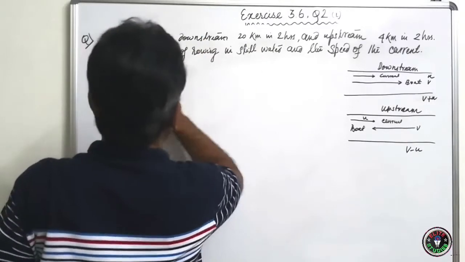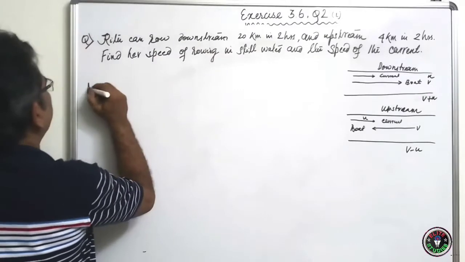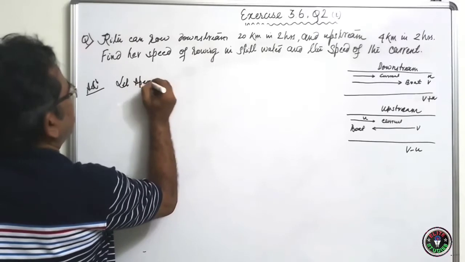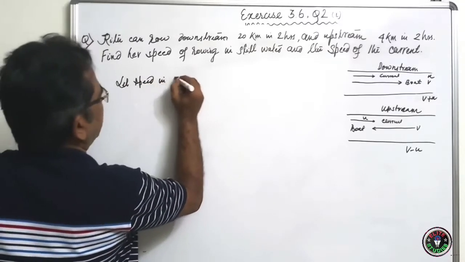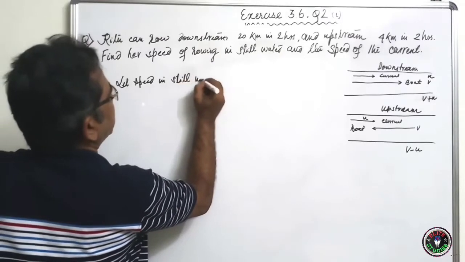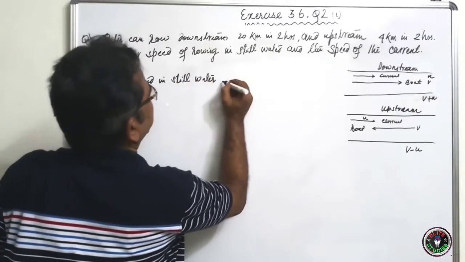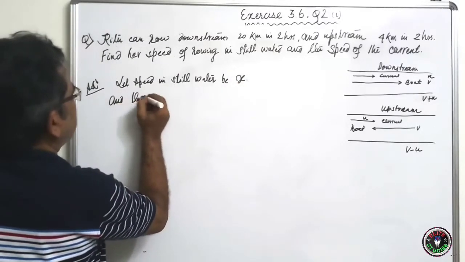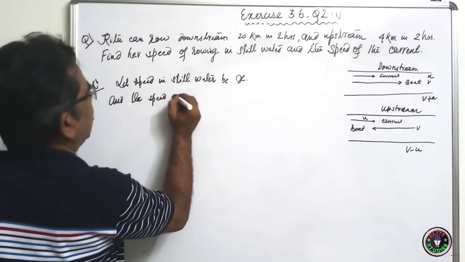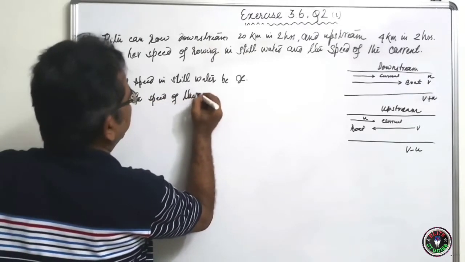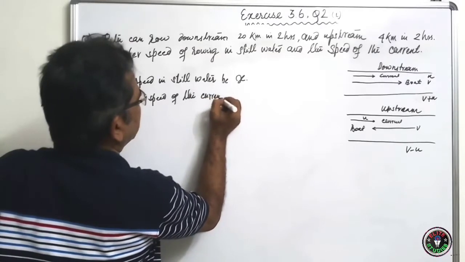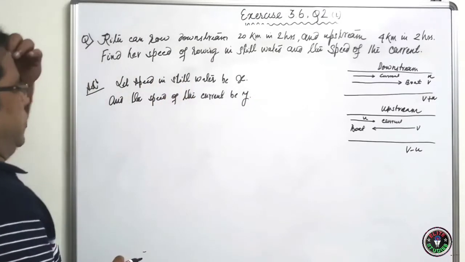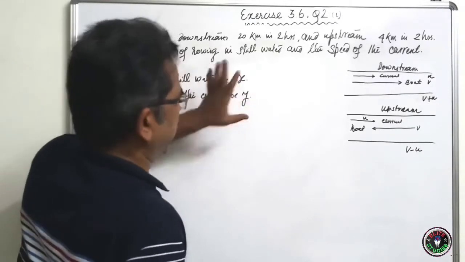Now you have to find the speed of rowing in still water. Solution: let the speed of the boat in still water be x, and the speed of current be y. Definitely in kilometer per hour, there is no need to write that here.